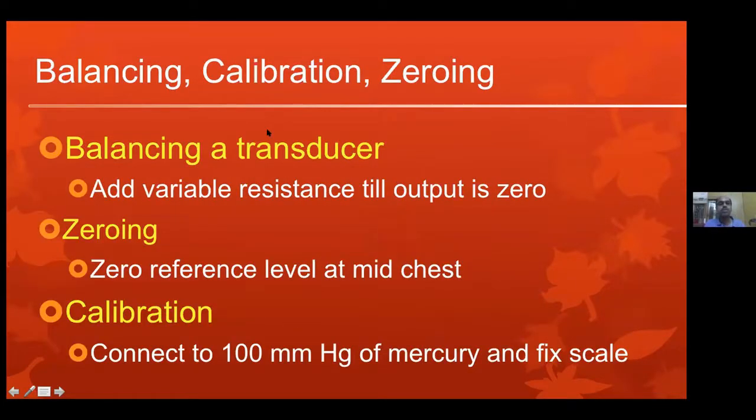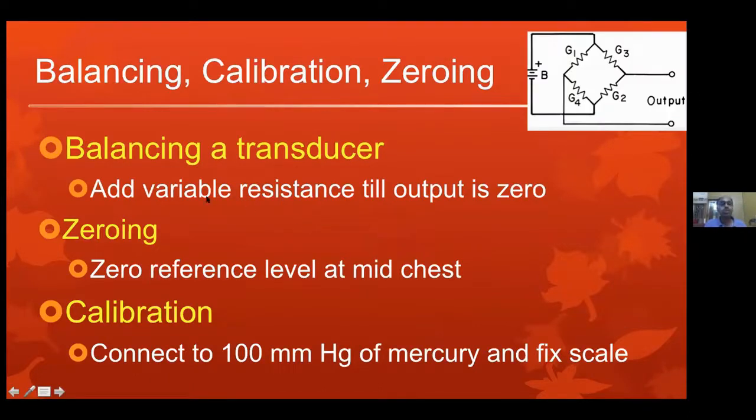Three terms: balancing, calibration, zeroing. What is balancing a transducer? I told you that we are giving a current here, we are changing the resistor, and we are getting an output here. Now, if I get an output of 0, the pressure is 0. If I get an output of a higher number, my pressure is a higher number.